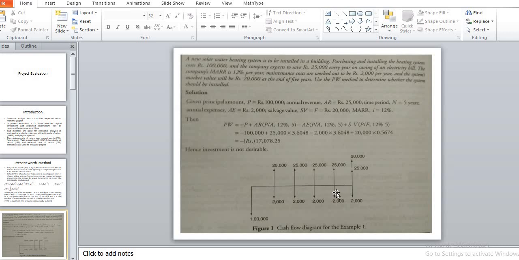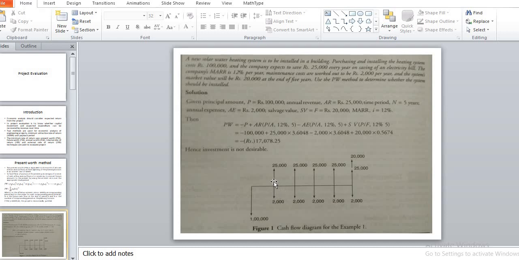In this cash flow diagram, downward side arrows are showing the cost. So this is the initial investment, considered as a cost, 1 lakh rupees, and 2,000 rupees per year. These are the maintenance costs. This is the first year, second year, third year, fourth year, and fifth year. So 5 slots are considered here.